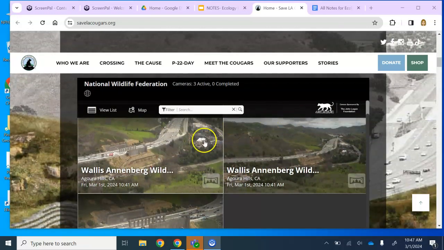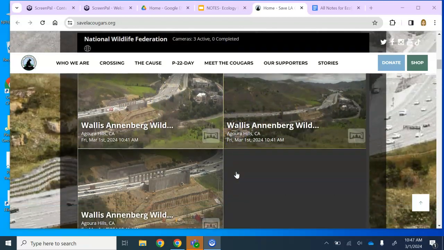Today. Today is March 1st. And so you can see it being built. It's right here, right? So this is what it looks like today. And so we can track the progress each day of how this is coming along. And so I think that's pretty neat.